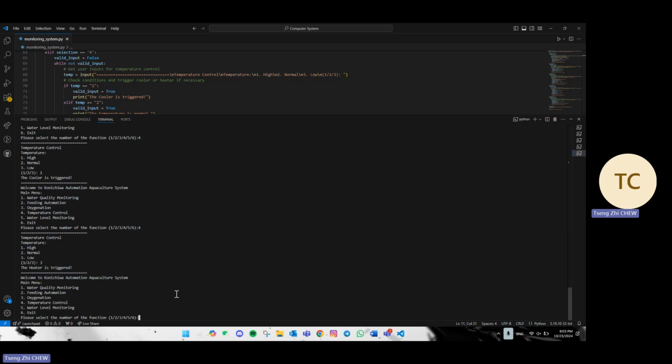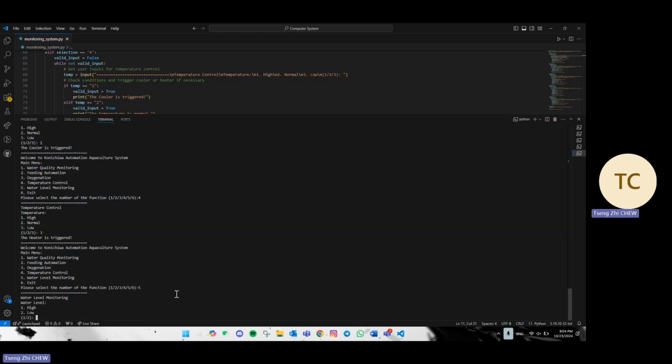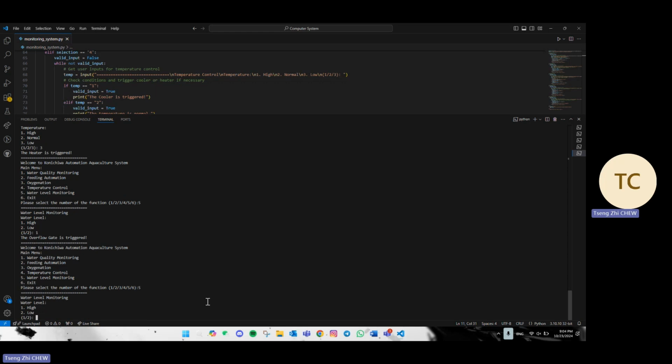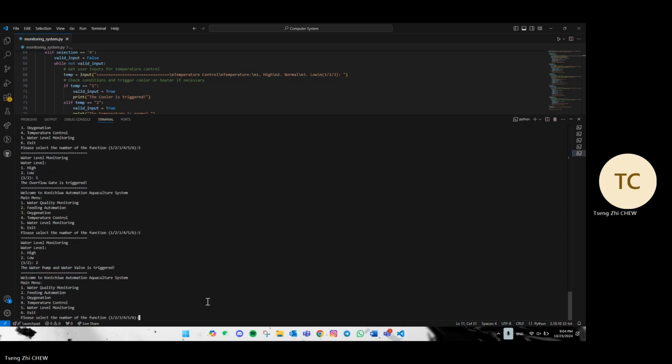And let's go to the next one, which is the last one, the water level monitoring. So when the water level is high, then the overflow gate is triggered. And when the water level is low, then the water pump and the water valve are triggered.